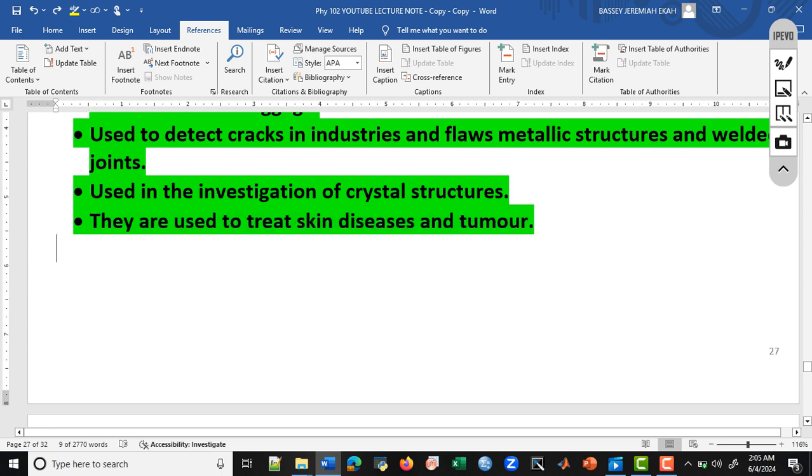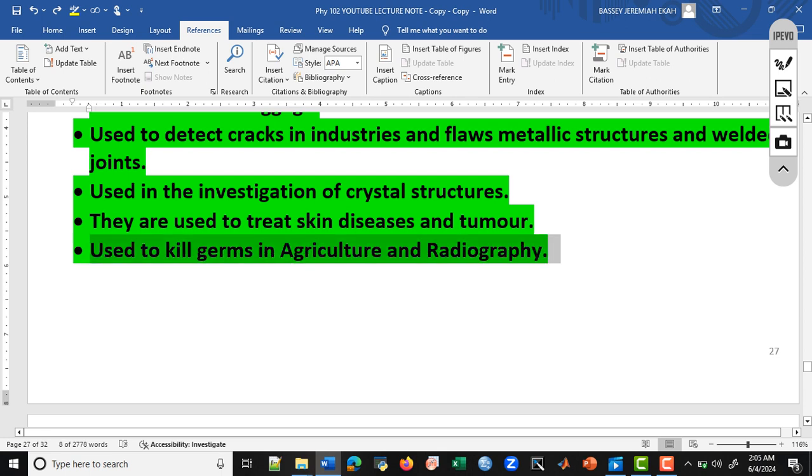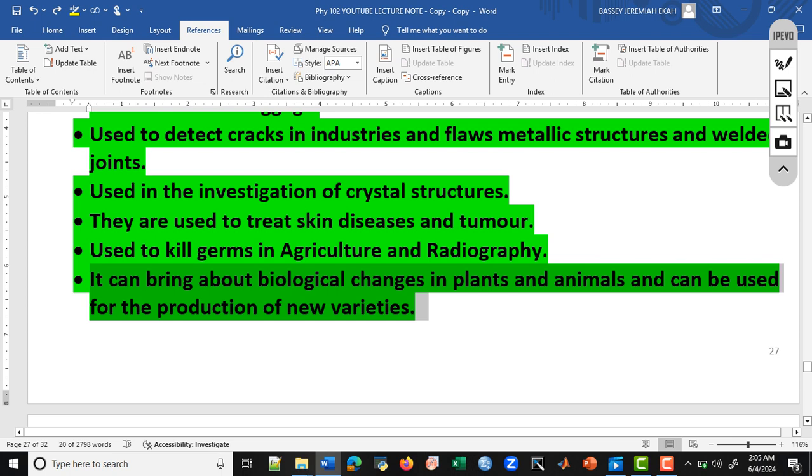Even though we can use them to treat diseases and growths as well, excessive exposure to X-ray can be disastrous to the human body. So it is advisable that anybody who is working with this radiation should take proper precautions. X-rays can be used to kill germs in agriculture and in radiography. It can bring about biological changes in plants and animals and can be used for the production of new varieties.